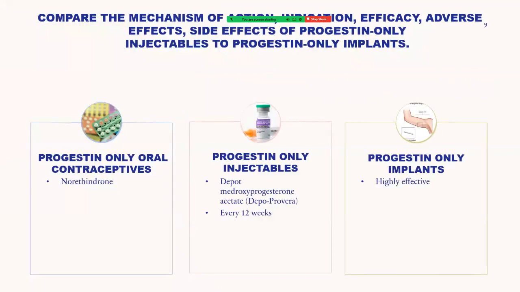Comparing the mechanism of action, indication, efficacy, adverse effects, side effects of progesterone-only injectables to progesterone-only implants. Well, let's just talk about a few. So there's several progesterone-only methods, to include pills, implants, intrauterine devices, and also the injectable methods. They all have a negative feedback effect on the hypothalamic pituitary axis, which suppresses the luteinizing hormone, as well as the follicle stimulating hormone that is necessary for ovulation.